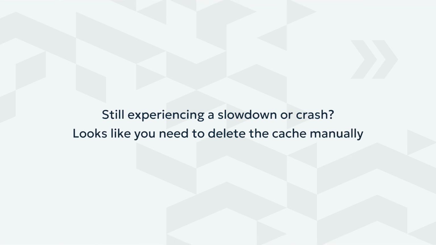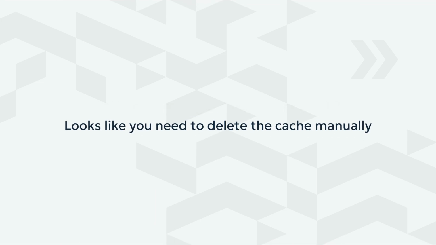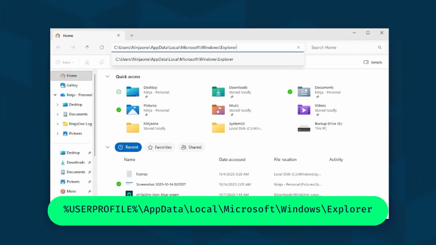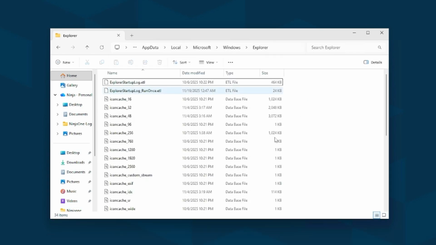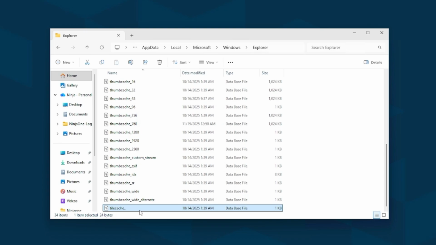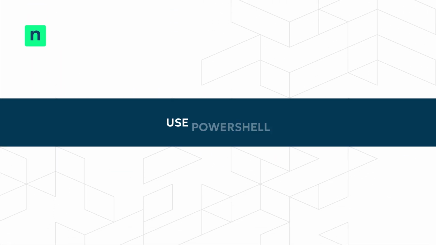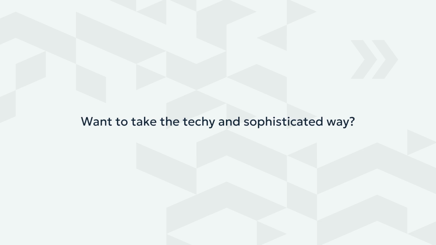Clear tile cache via File Explorer. Still experiencing a slowdown or crash? Looks like you need to delete the cache manually. Go to File Explorer and copy-paste %userprofile%/appdata/local/microsoft/windows/explorer in the address bar. Delete files like tilecache_*.dat.